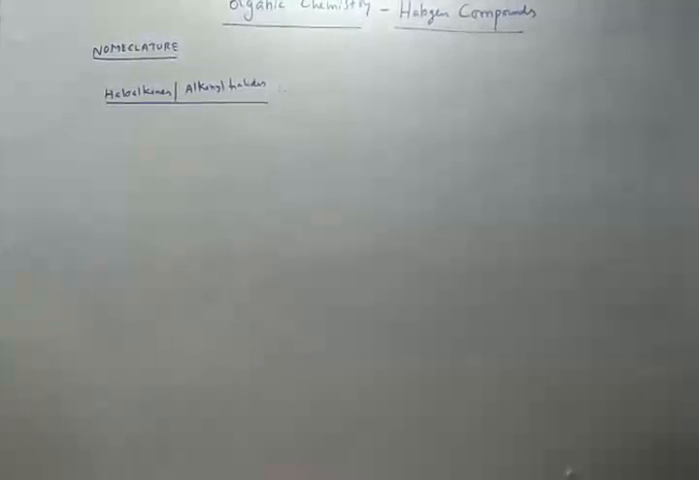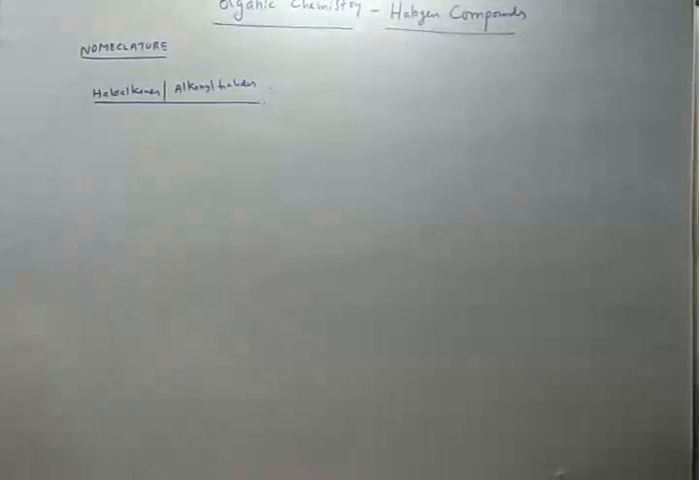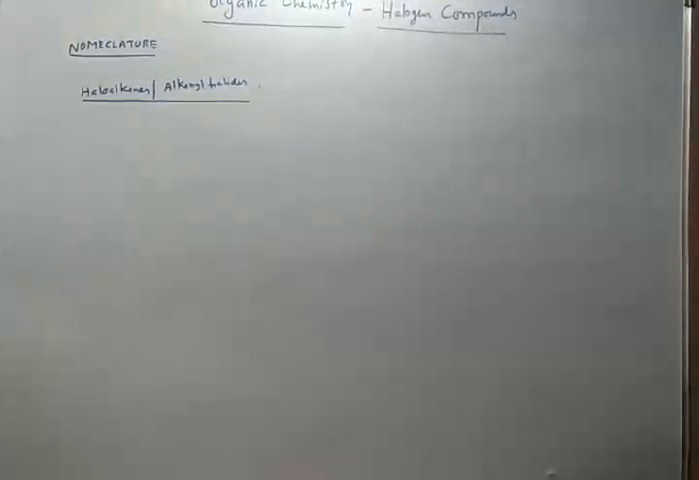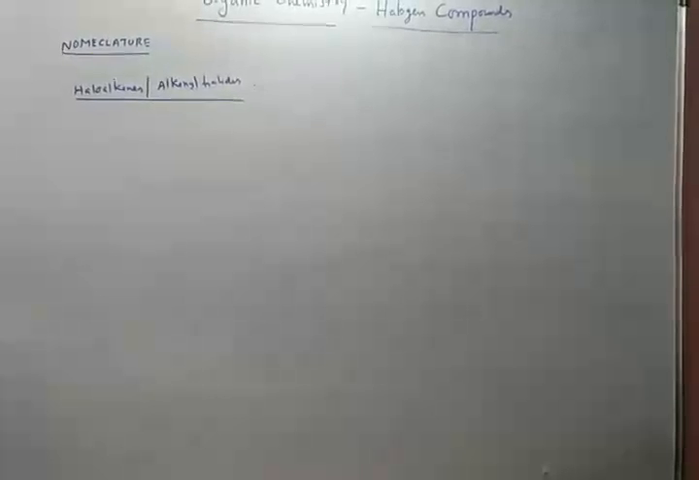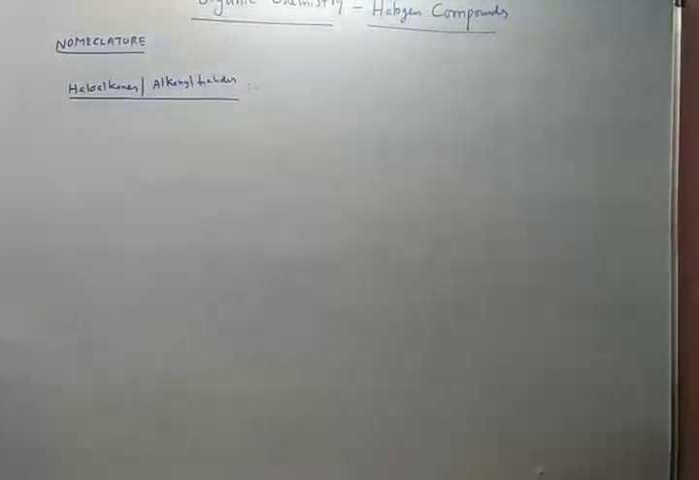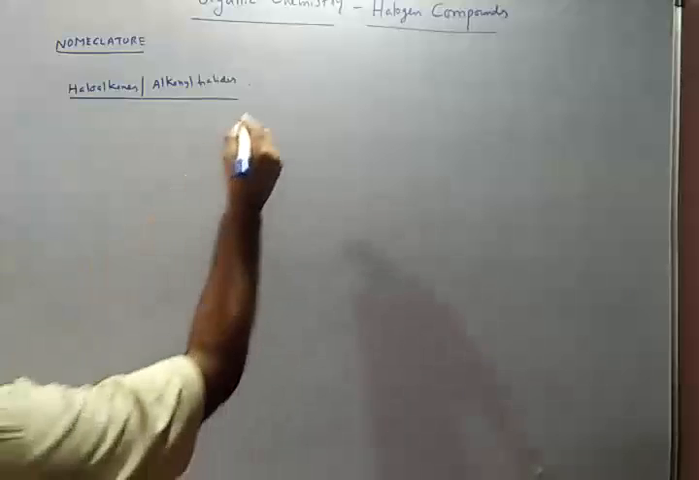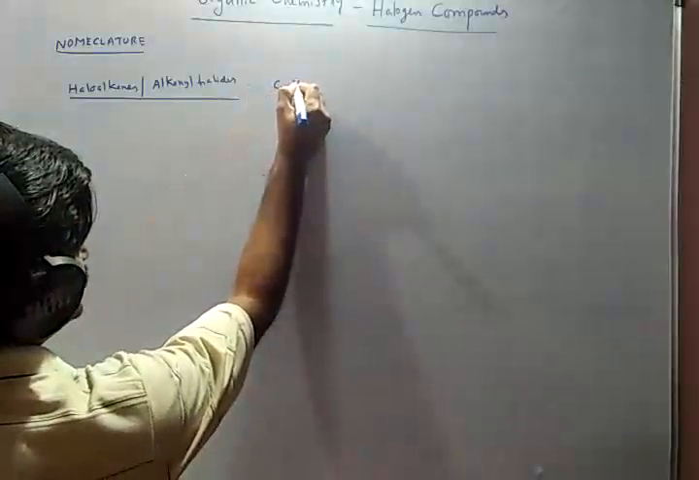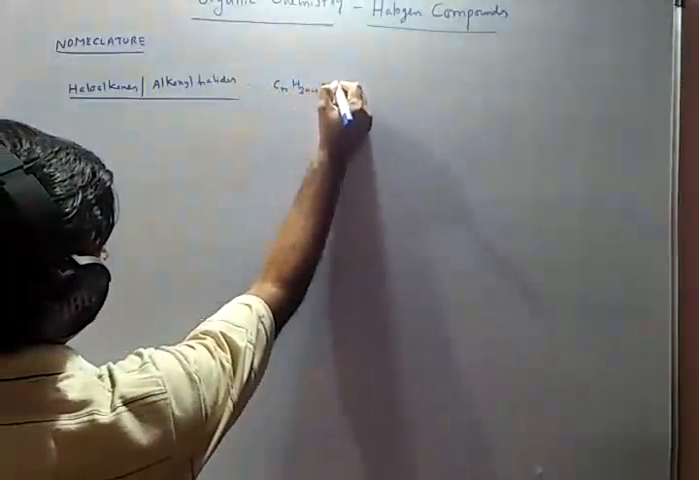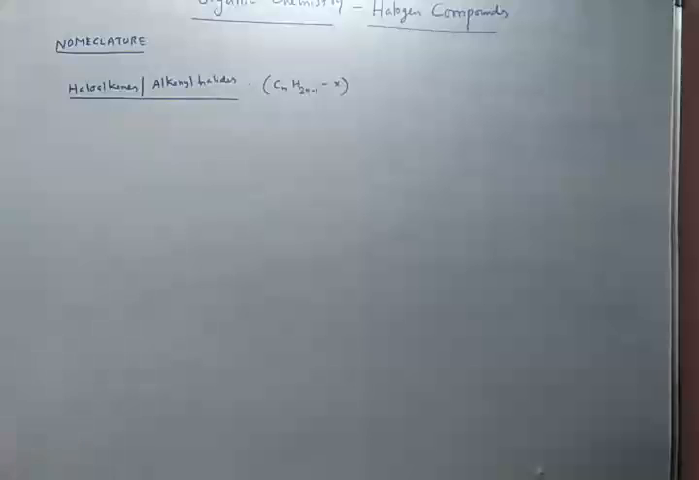So in this concept of alkenyl halides, in such compounds, halogen derivatives of alkenes are said to be alkenyl halides. Okay, in these alkenyl halides, the general formula will be CnH2n-1X. This is the general formula of alkenyl halides or haloalkenes. There are a few examples.